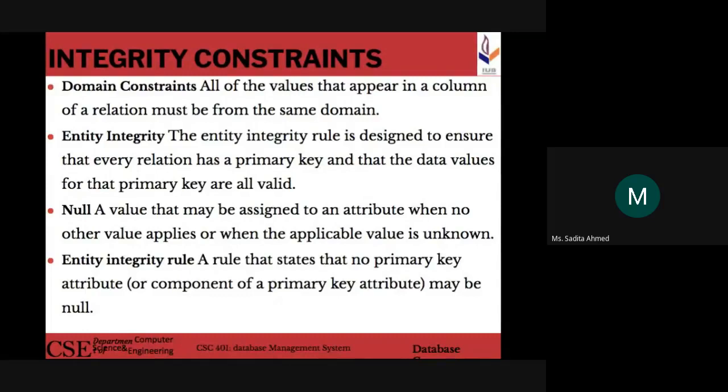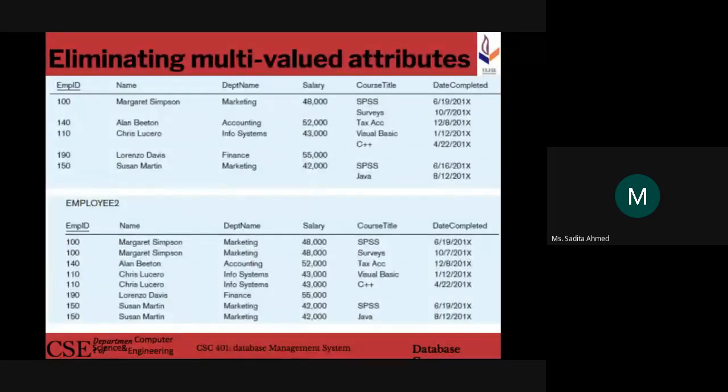the domain constraint rule. The domain constraint rule basically specifies that every single column must have values from the same domain. Look at all the values in emp id, what are they? These are all integers, right? These are all numbers. So if the data type for emp id is integer, then all values must be integer, from the same domain. You cannot have alphanumerics here.